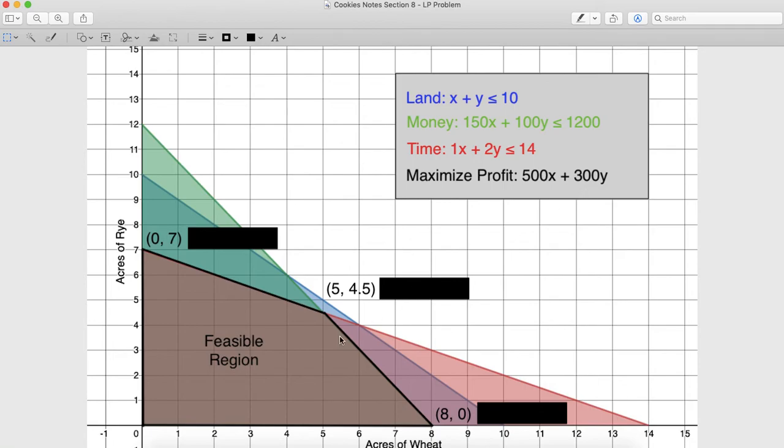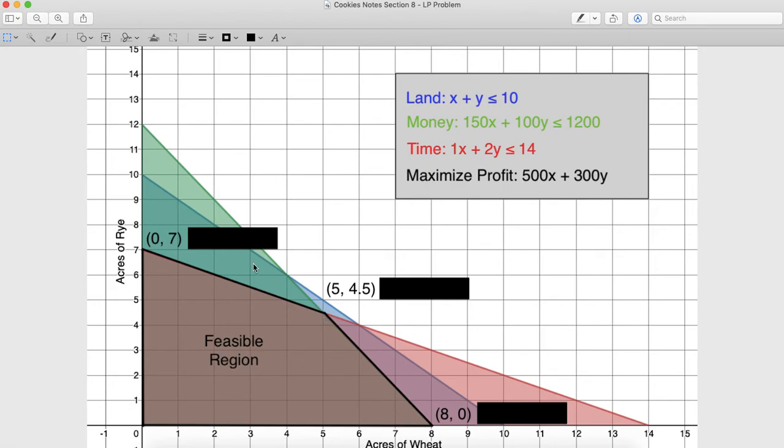Now, the feasible region is this area that I've outlined in black. That's where all three of our constraints come together and overlap. And the corner points, the vertices, are the points (0, 7), which you can see here on the y-axis, (8, 0), which you can see down here on the x-axis, and then this point here that's floating. I know it's not hitting a grid point perfectly, but that's the point (5, 4.5), so 5 on the x and 4.5 on the y.